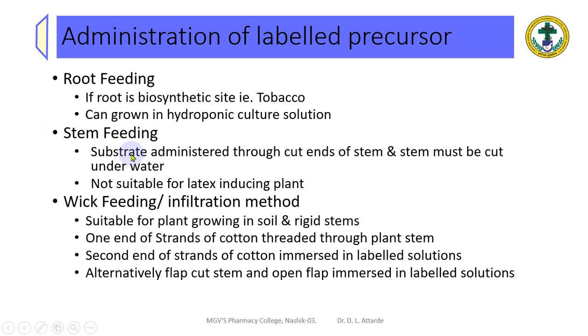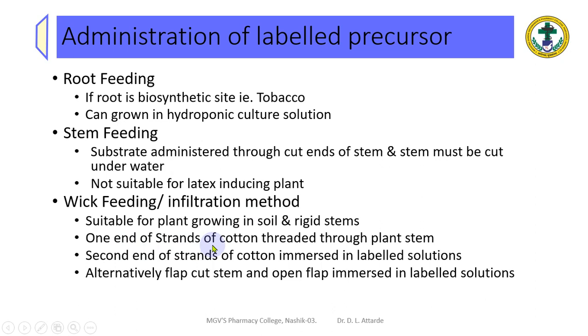Stem feeding: the substrate is administered to the cut ends of the stem, and the stem must be cut under the water to avoid entry of air bubbles. It is not suitable for plants which secrete latex through the stem, otherwise it won't allow the entry of the metabolites. Wick feeding or infiltration method is suitable for plants which are growing in the soil and resin system. So you can work over the live system where the plant is growing and you can introduce your metabolites.